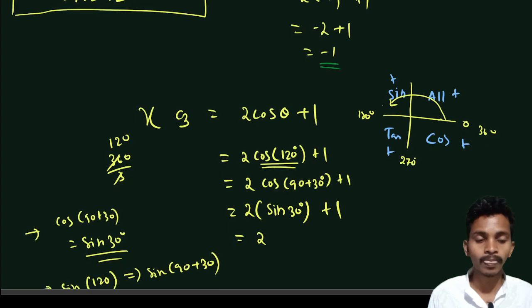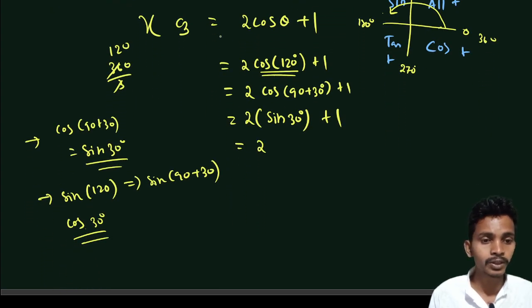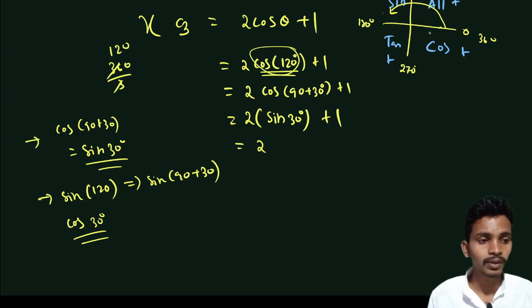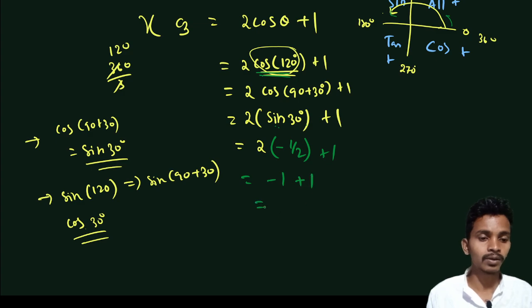minus 1 upon 2, and the negative or positive sign is given according to the initial value. This is cos, that's why I use cos 120. After changing we get sin 30, but that is not used for giving the sign. For the sign you take the whole value, so I take cos 120, which is negative, so I put negative. You have to take the initial value, that is cos 120, and according to that the sign will come. After that sin 30 degree is 1 upon 2, plus 1, that is minus 1 plus 1, which gives 0.